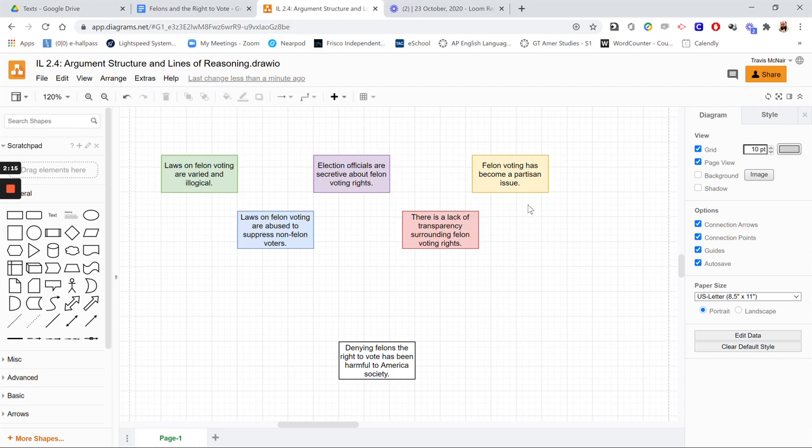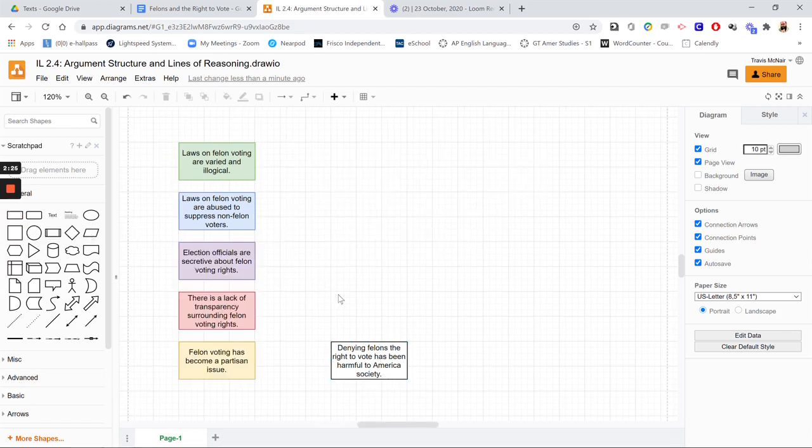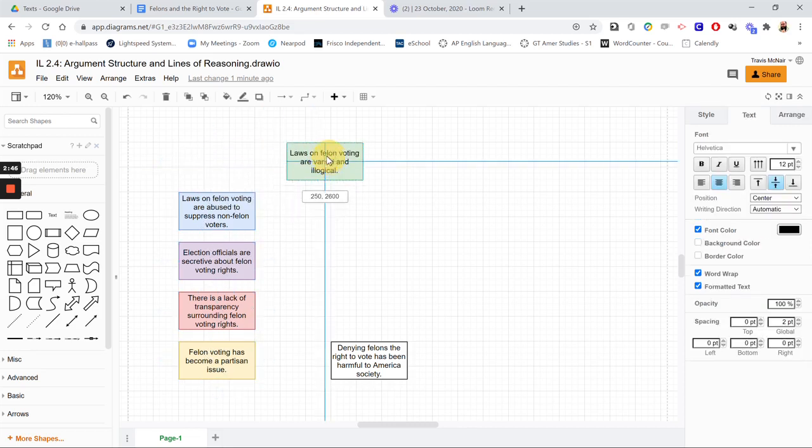Next, what I need to do is figure out how these ideas, these premises, actually support my primary claim here. And to do that, I'm just going to group them based on whether they're an independent reason or a cluster of reasons that work together. So I'm just going to go through them one at a time. So laws on felon voting are varied and illogical. That's a reason all by itself. It doesn't really go with any of these others. I'm just going to move it separately over here.